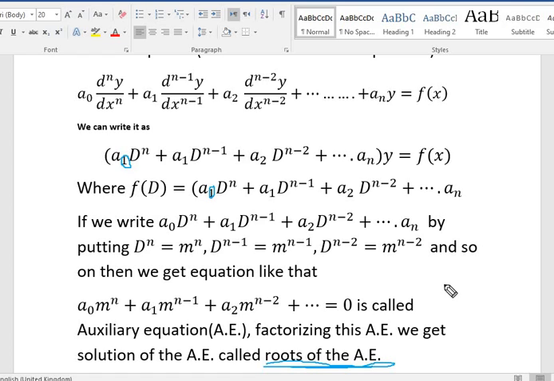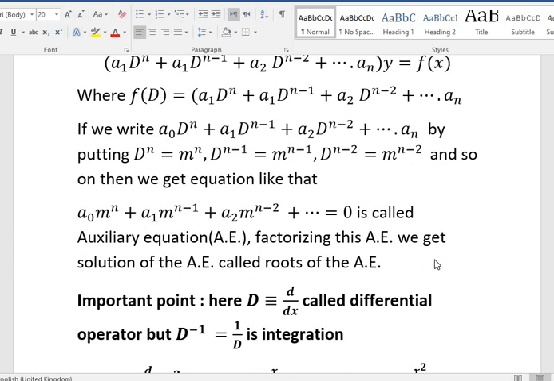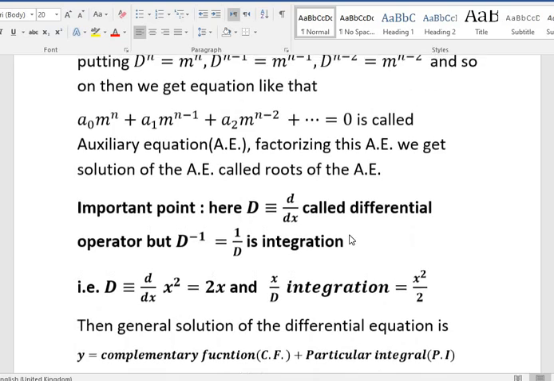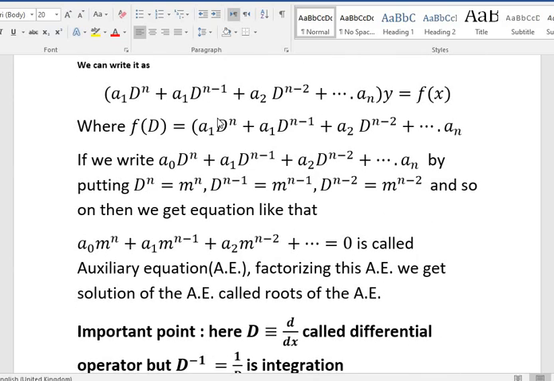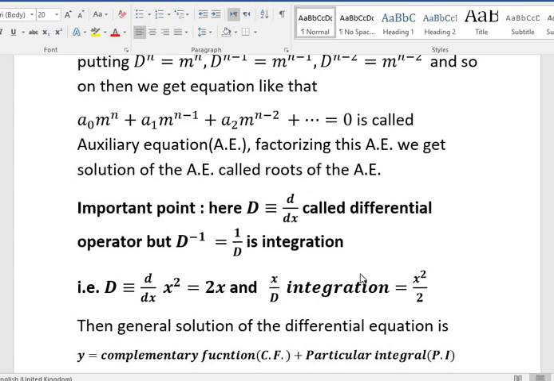Roots of the auxiliary equation means, suppose you have some equation, solve it, and then you get the general solution of that type of differential equation. The general solution of that type of equation will be in two terms.